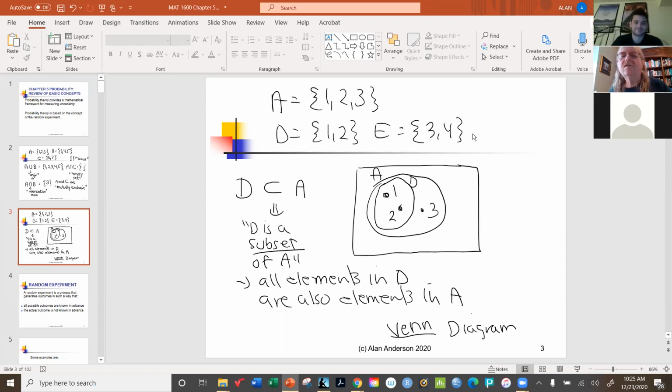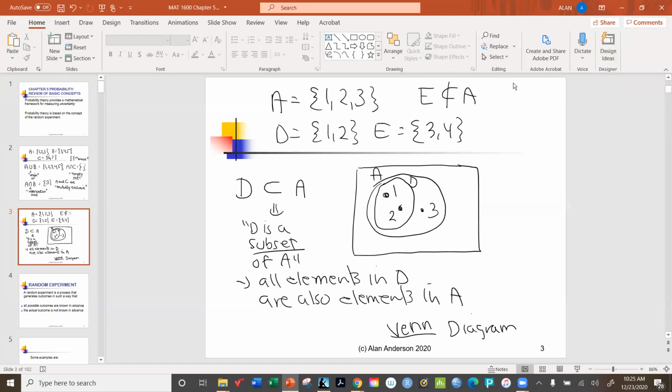All right. Now, here's the interesting one, though. What about E and A? Is E a subset of A? No, because there's a 4 in E, which is not in A. So for that, we write E is not a subset of A. Look how easy that is. I just put a little slash through it. E is not a subset of A for the simple reason that E contains at least one element that does not belong to A. Okay, beautiful. All right, now we're ready to roll.